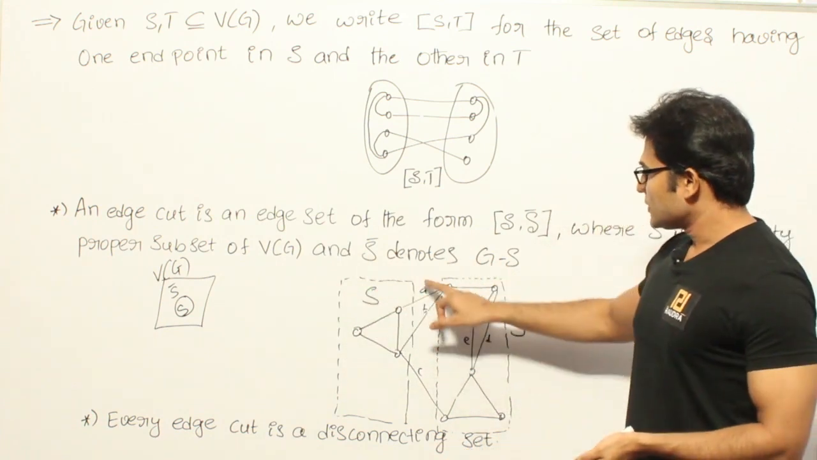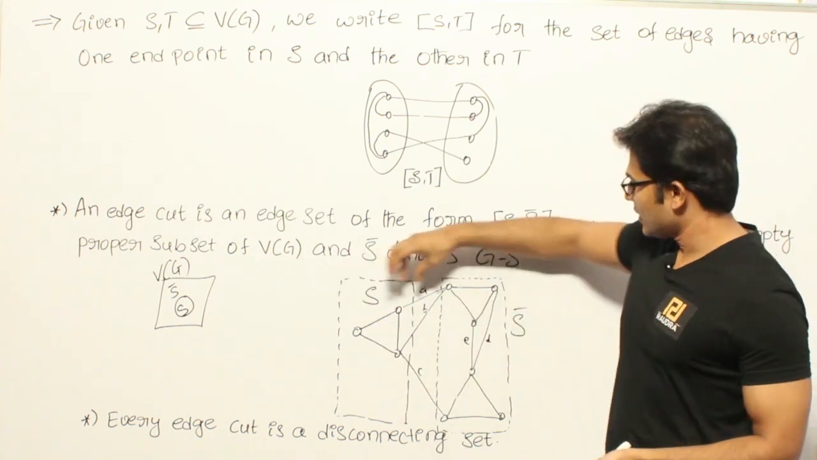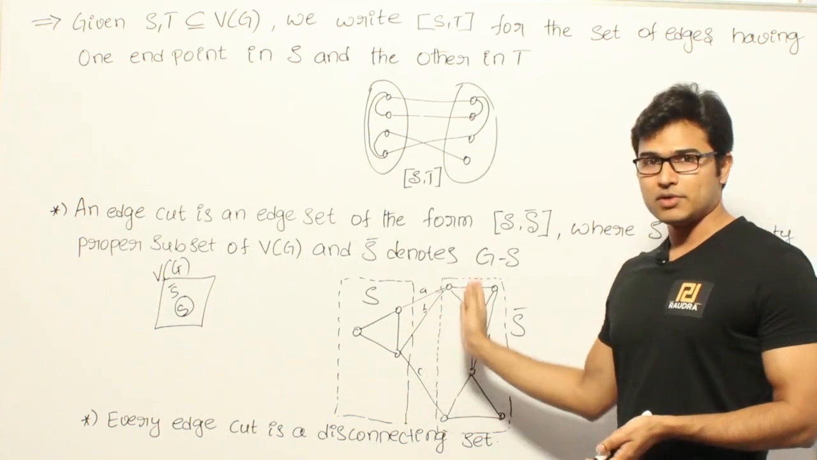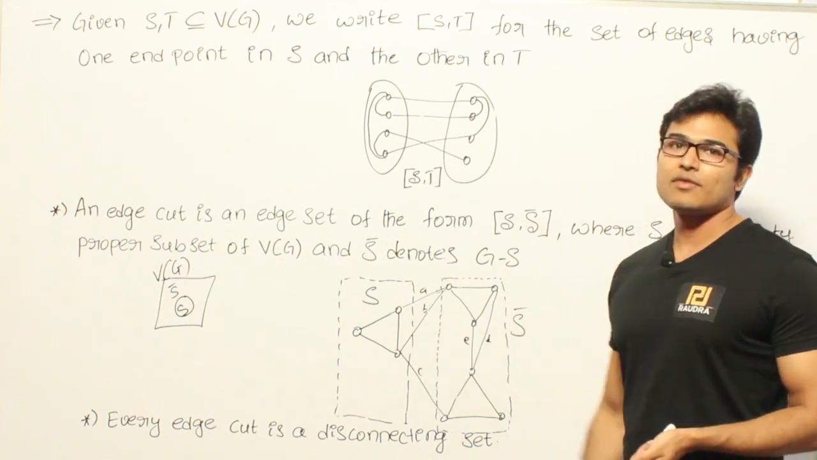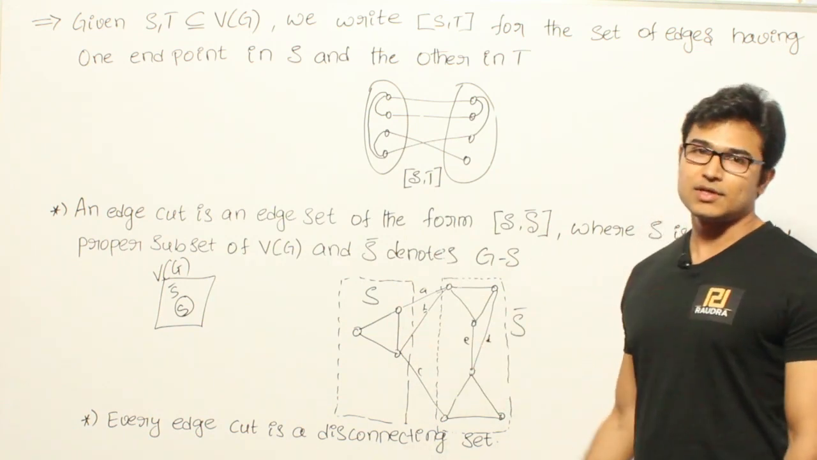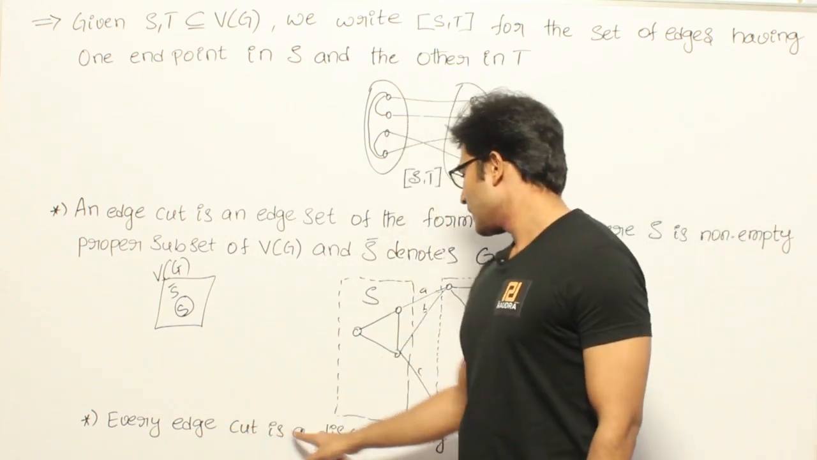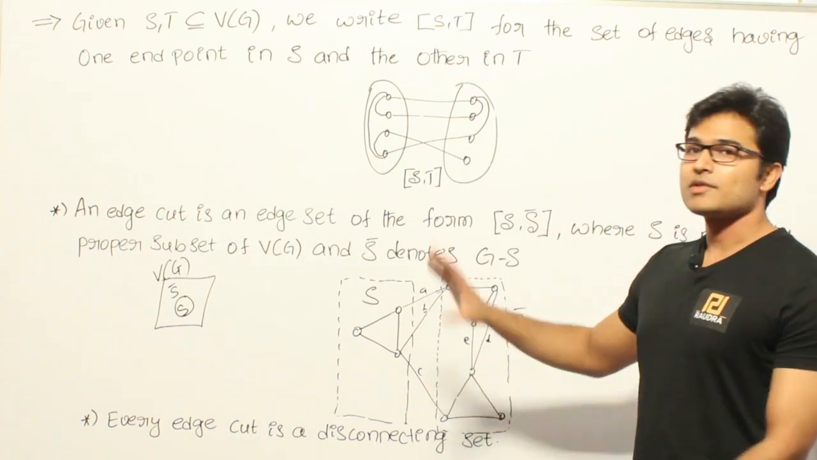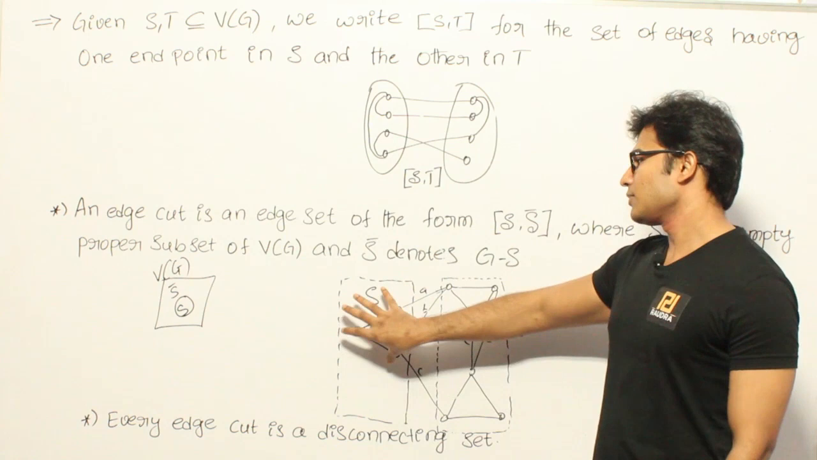Once you have taken a graph and written S here and S dash here, these are the edges passing over from here to here. This is called the edge cut. Now if you delete this, everything is going to get disconnected. That is why it is also called a disconnecting set. See this? Every edge cut is a disconnecting set. The reason is, if you delete all the edges which are crossing over, definitely you will get more than one component.